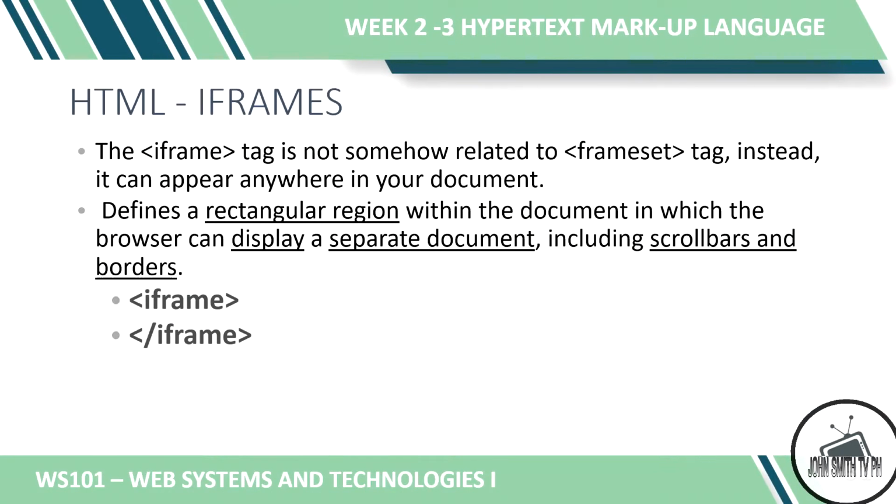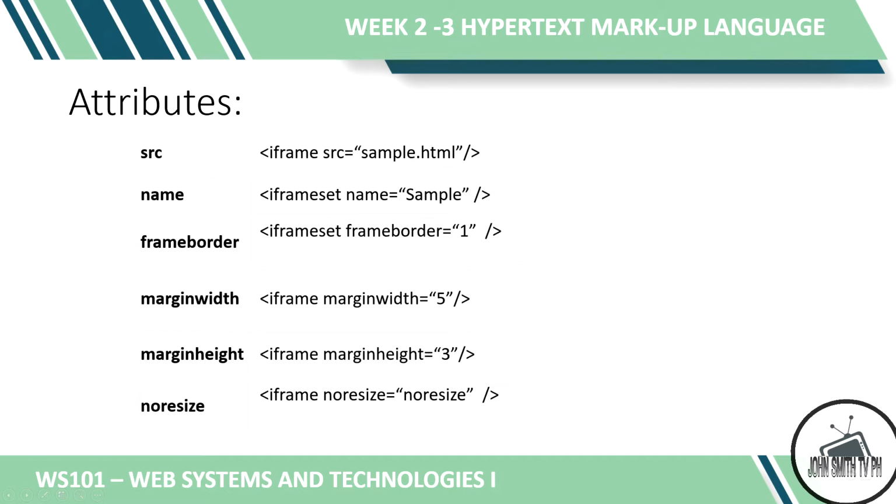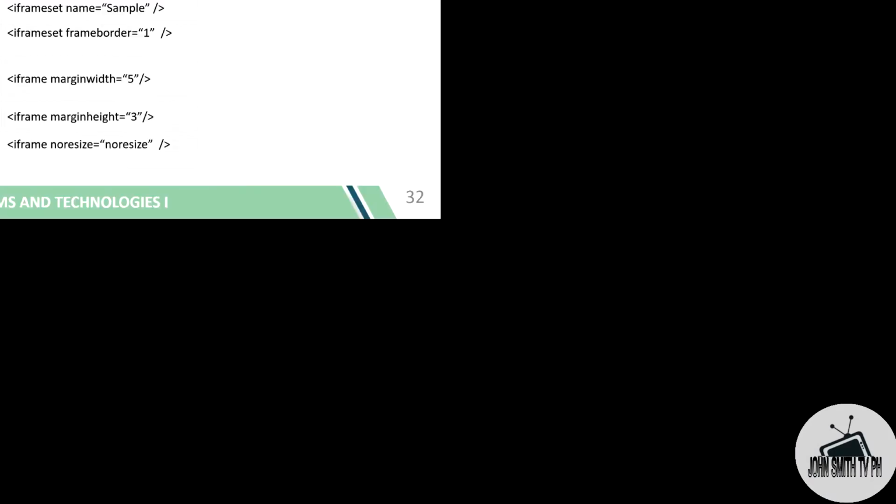The iframe tag is not somehow related to frameset tag, instead, it can appear anywhere in your document. It defines a rectangular region within the document in which the browser can display a separate document, including scroll bars and borders. Attributes are src, name, frameborder, margin width, margin height, and noresize.